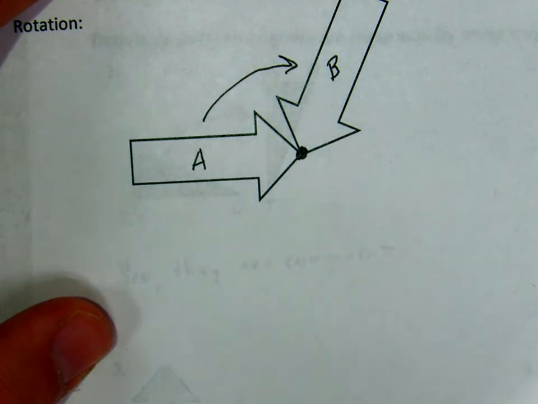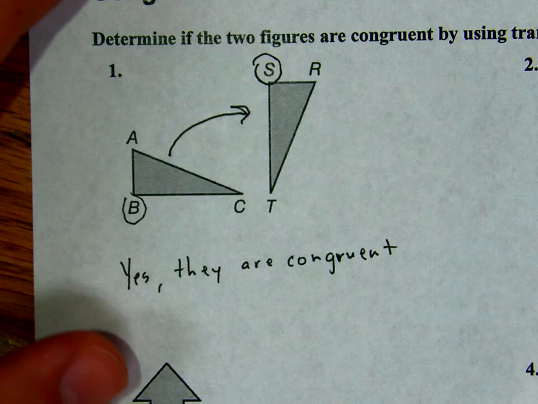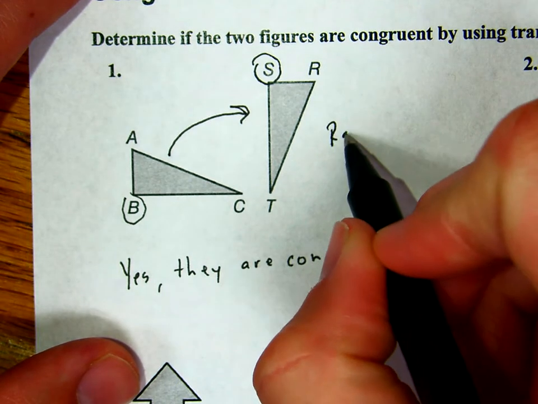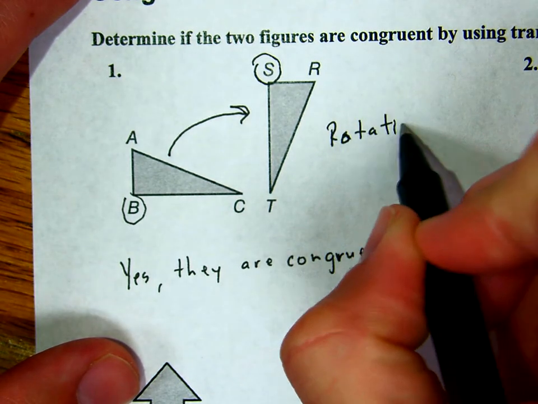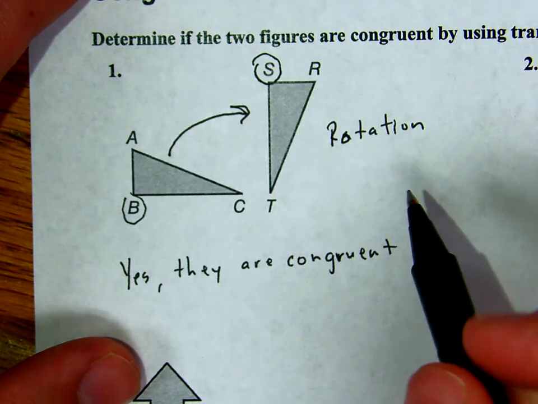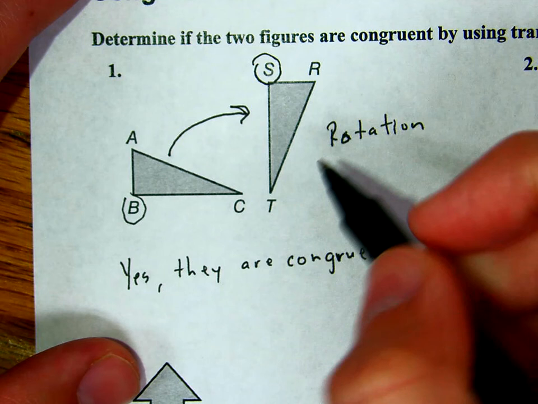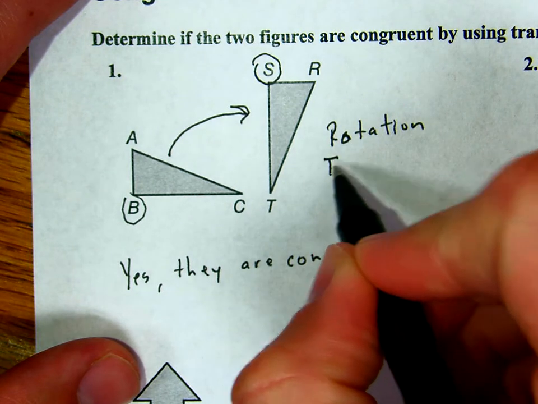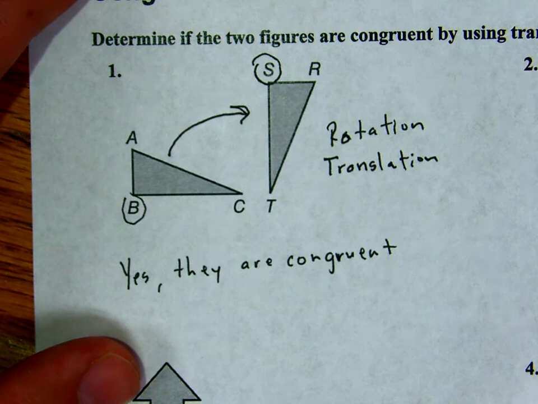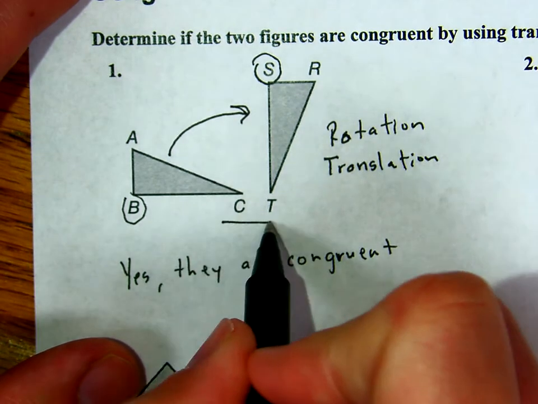Okay, so there's a combination of transformations here. We've got a rotation. So first a rotation, we've identified that. The second, okay, it wasn't reflected. We know that for a fact. And then translation would be the second transformation. Okay, it slid over. It changed direction.